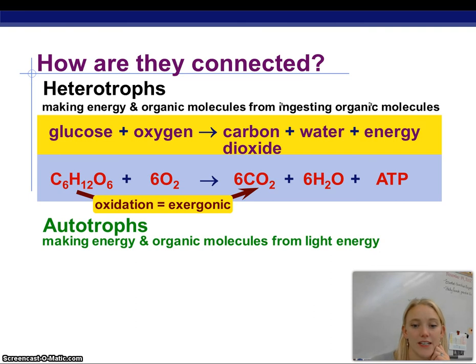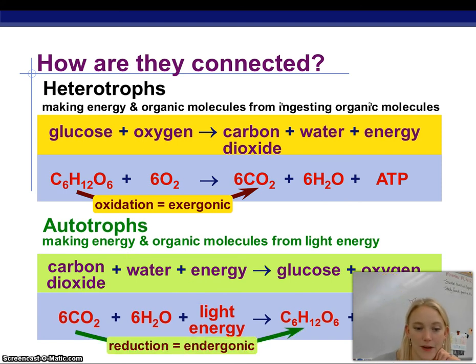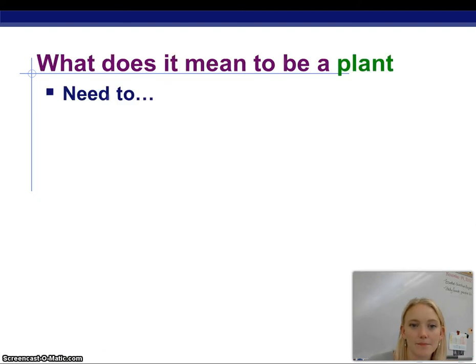Autotrophs make energy from light, so in this case, they take in carbon dioxide, water, and light and produce glucose and oxygen from it. And if you look, in this case, we're going from carbon dioxide to glucose, so it's kind of like the opposite process, and so this is an endergonic reaction. So there needs to be some energy input in order to make this glucose form, which we'll talk about today. ATP is a middle step here in photosynthesis, and we'll learn about that coming up.